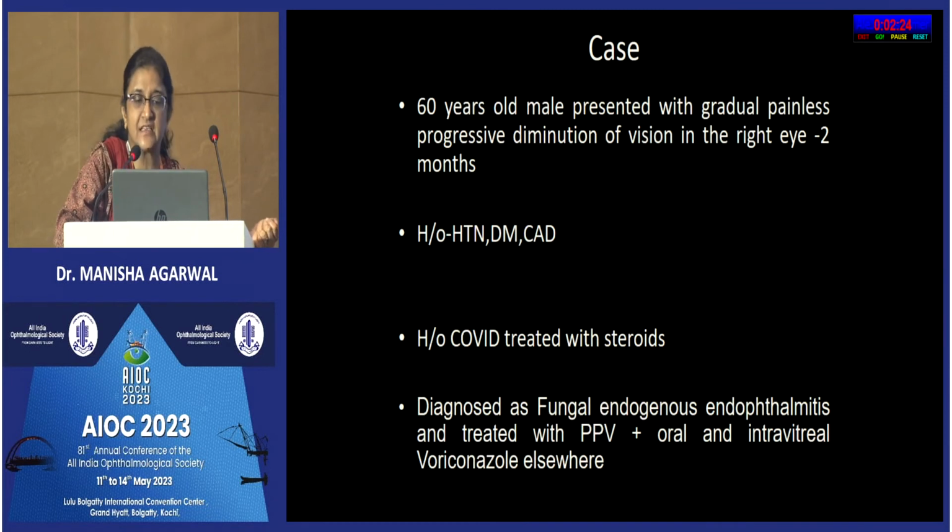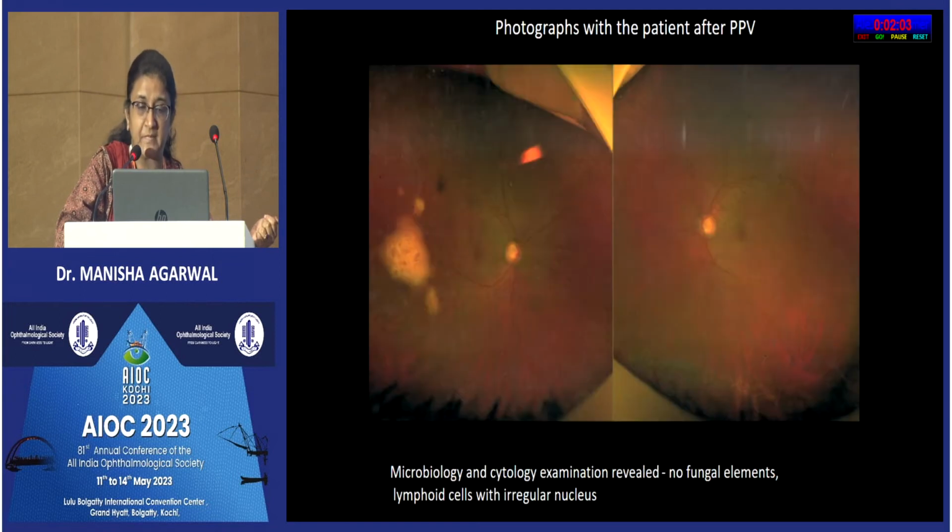So, this is a 60 years old male patient presenting with gradual painless progressive diminution of vision in the right eye for last 2 months. There was a history of hypertension, diabetes, CAD, COVID treated with steroids in the past, and diagnosed as fungal endogenous endophthalmitis and treated with pars plana vitrectomy along with oral and intravitreal voriconazole elsewhere.